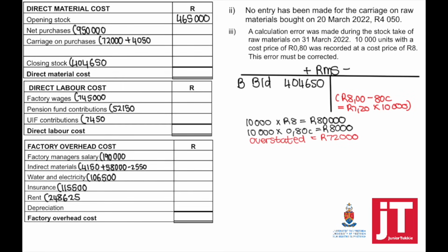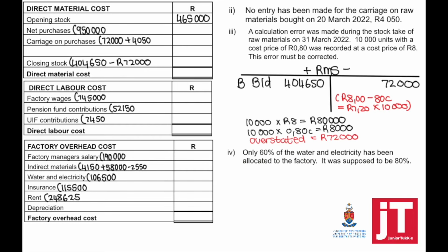You could have also said 8 minus 80 cents equals 7 Rand 20, and then times it by 10,000 units. It will provide us with exactly the same answer. This means we need to say closing stock minus 72,000.